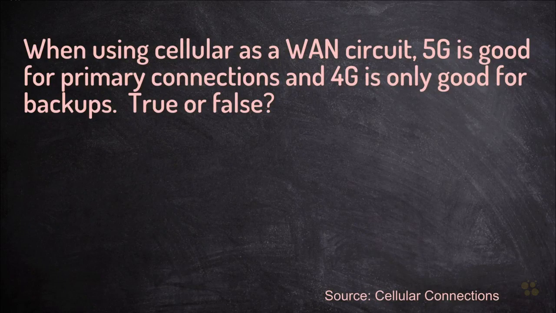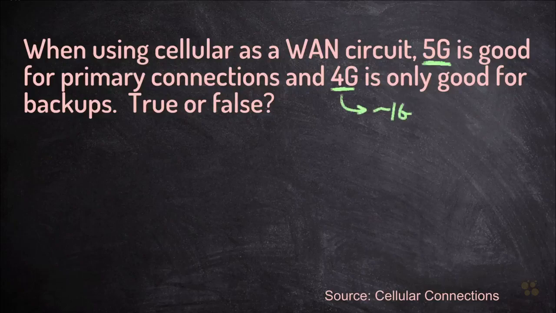Next question. When using cellular as a WAN circuit, 5G is good for primary connections and 4G is only good for backups. True or false? Well, the reality is that we can be considering cellular connections as our primary WAN circuits. And yes, 5G connections look really, really good. When we talk about theoretical maxes of 20 gig, that sounds amazing. But when we back that up and look at 4G technology, we know that 4G maxes out, at least at the time of this video, at roughly a gigabit of throughput as a theoretical max.